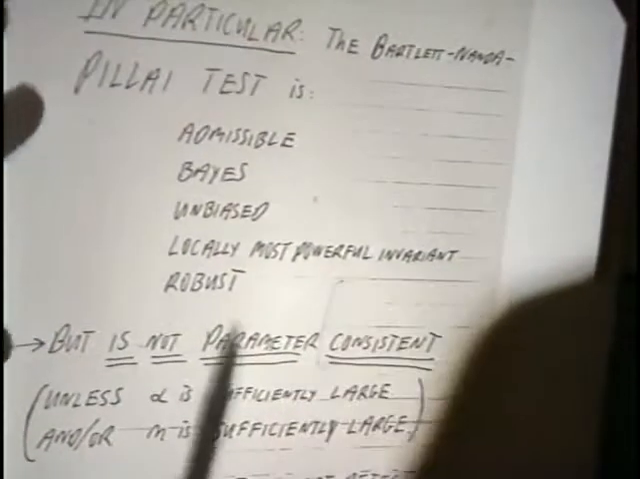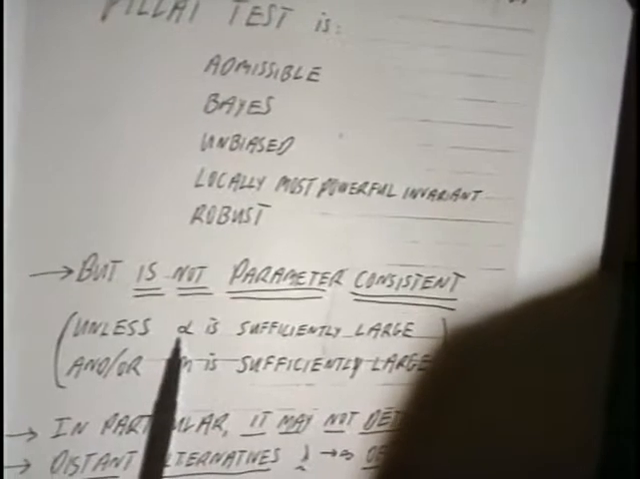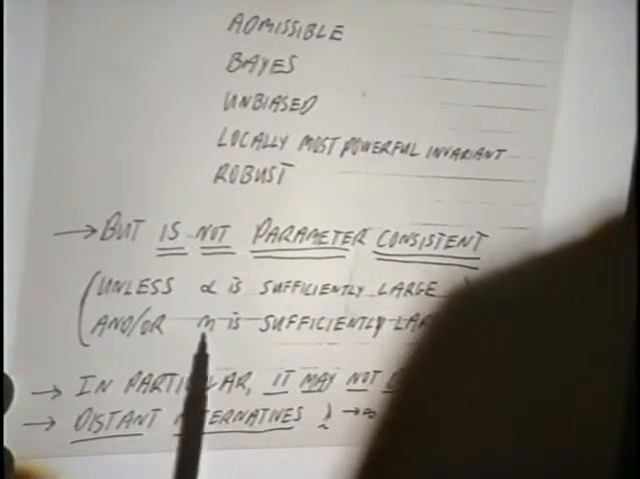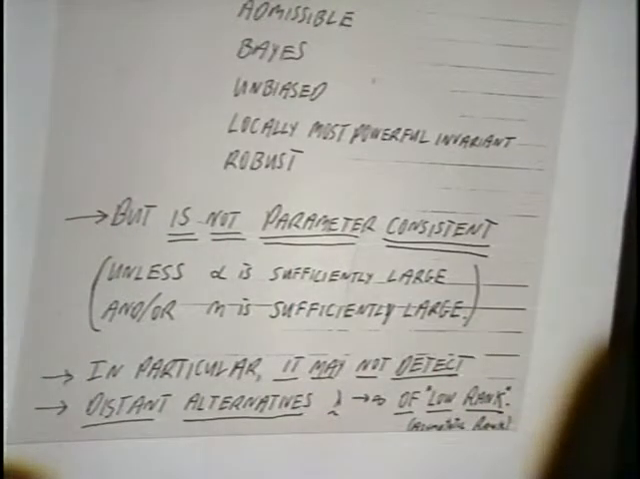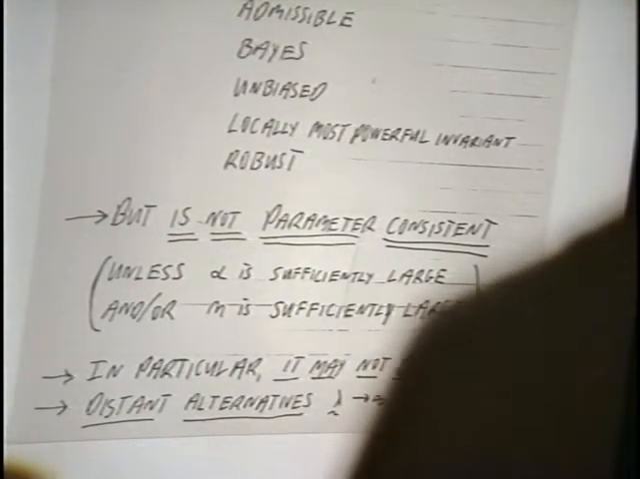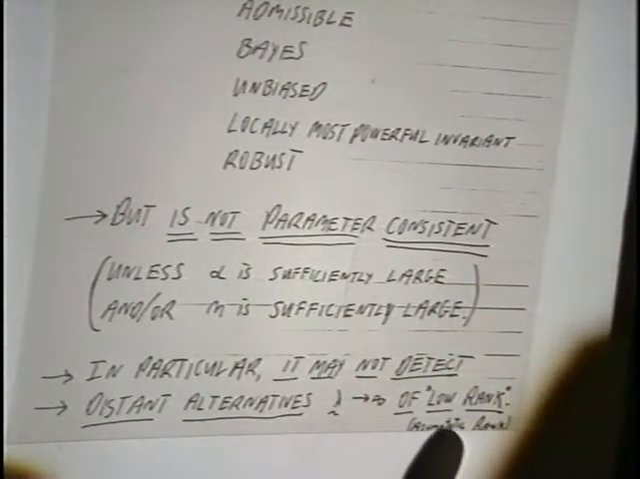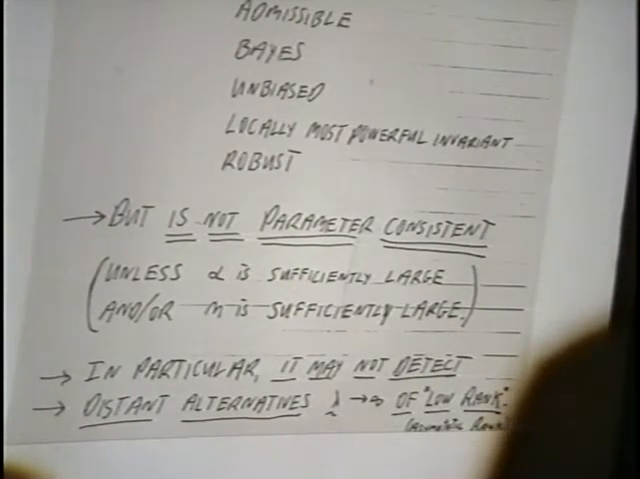To conclude, in particular, the Pillai test, which is admissible, based on bias, locally most powerful invariant, it's been pointed out it has robustness properties. It's not parameter consistent unless alpha is sufficiently large, or equivalently, unless n, the sample size, is sufficiently large. In particular, what this means in practice is that such a test may not detect distant alternatives, infinitely far from the null hypothesis, if they are of low rank in an asymptotic sense. If the smallest non-centrality parameters are small relative to the largest non-centrality parameters.